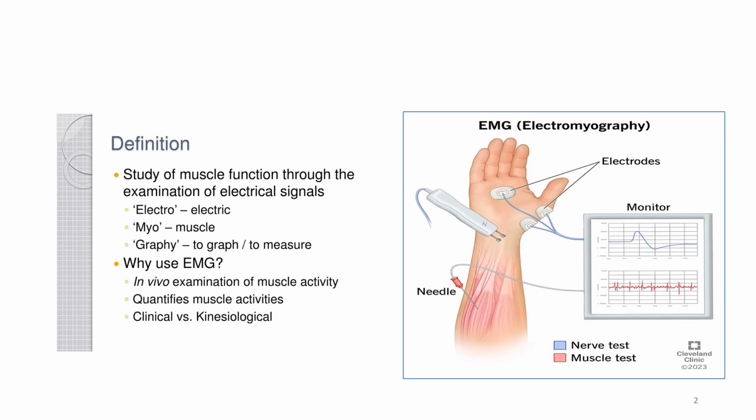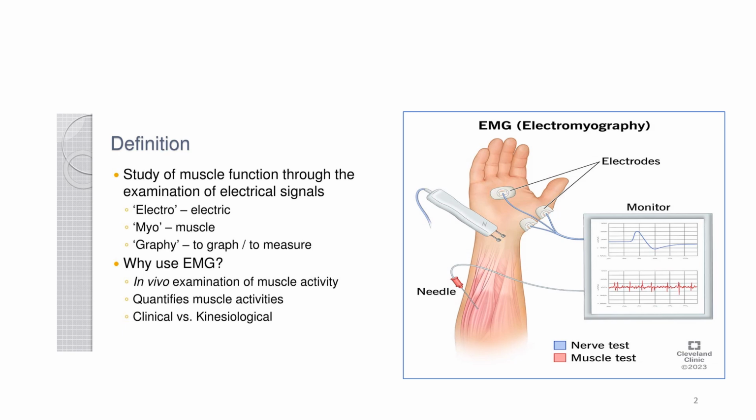Hi students, today we will learn about EMG, that is electromyography. First, coming to the definition of EMG, it is the study of muscle function through the examination of electrical signals. That is, when a motor nerve, the alpha motor neuron, is stimulated, it sends signals to the skeletal muscle fibers through the NMJ junction, and the skeletal muscle fibers contract and generate electrical signals. So this electrical activity is what we record in the EMG.